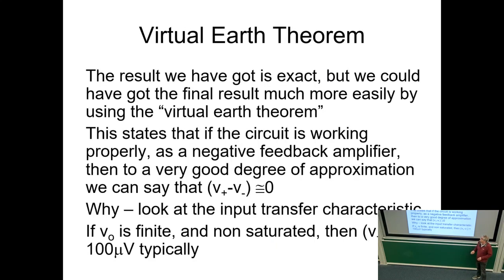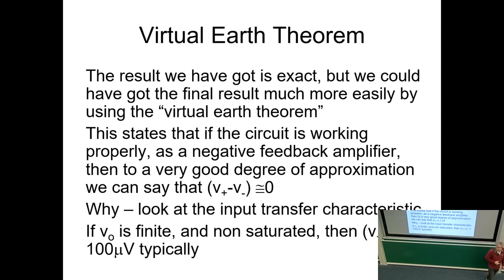So that result is exact with the A in it. Reasonably exact if you approximate the A to be very large. The higher A is, the more exact it is. And in 99% of cases, it's exact enough that we can't measure the difference, which is pretty good. But we can get to the final result, the approximated result without the A in it, much more easily by applying this thing called the virtual Earth theorem.